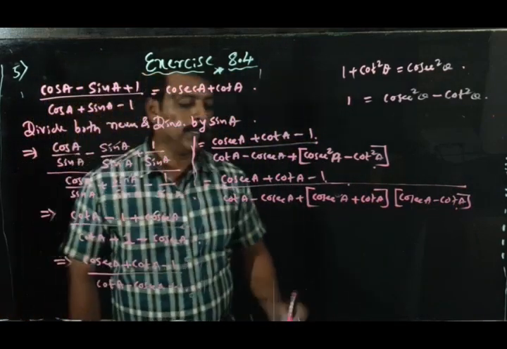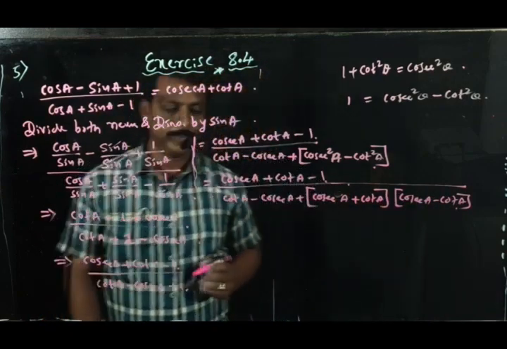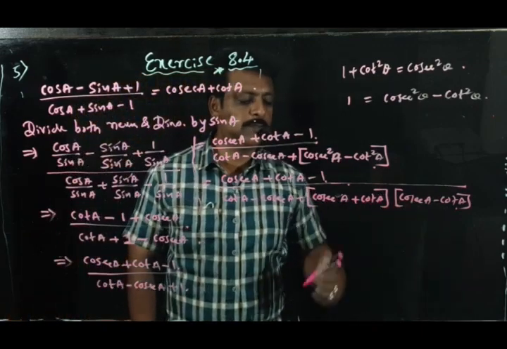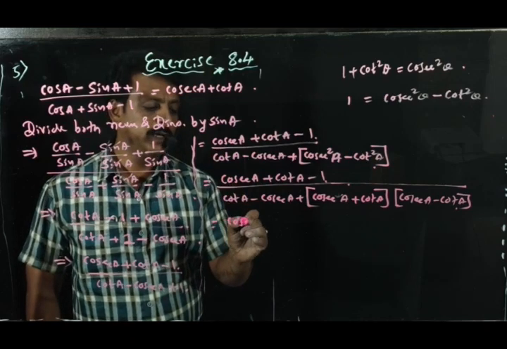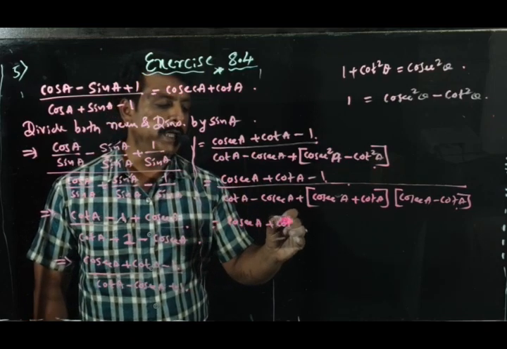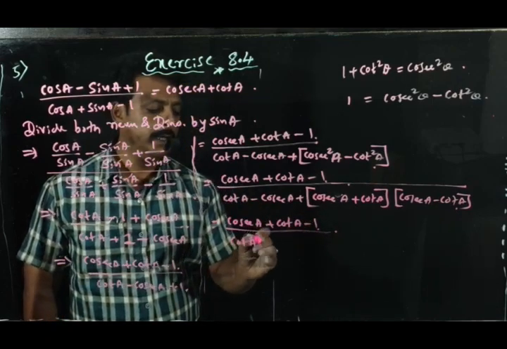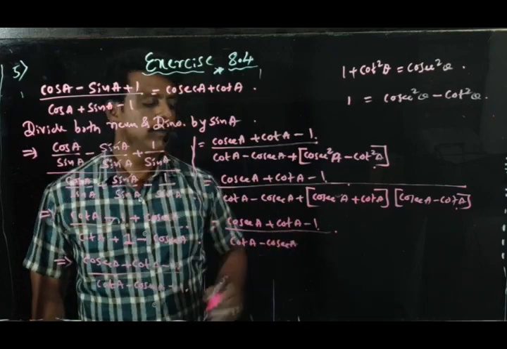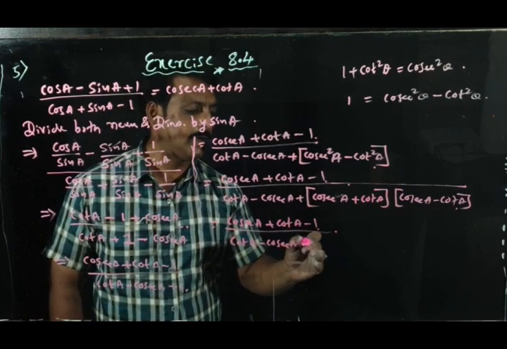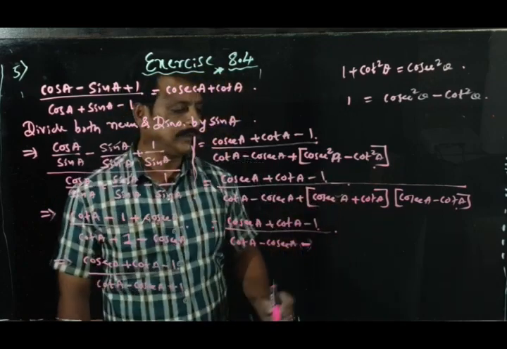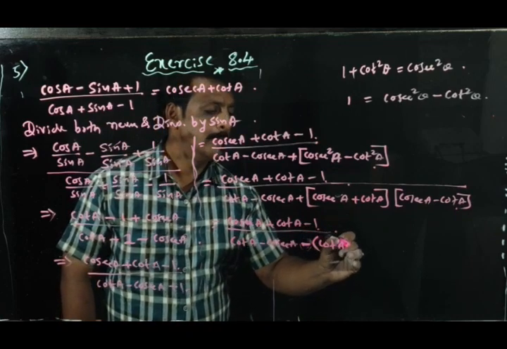Now all of you observe here. Cot A minus cosec A, instead of this I am going to write the reverse one, then this plus will become minus. So cosec A plus cot A minus 1 divided by cot A minus cosec A, plus I am making it minus. Why? Because I am going to turn all these things. I am going to write this one as cot A plus cosec A.